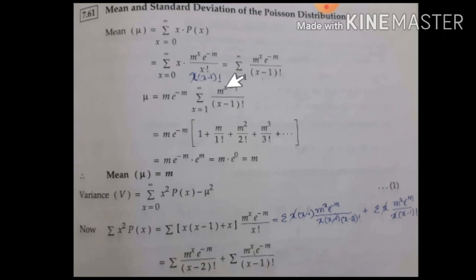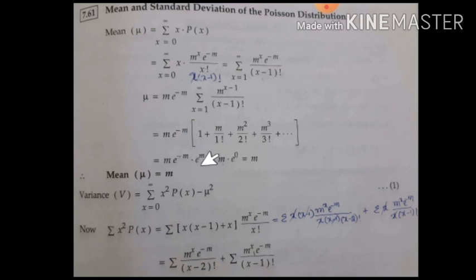Next x equal to 2. 2 minus 1 is 1. So m, 2 minus 1 is 1 factorial. Then x is equal to 3. 3 minus 1 is 2. So m square divided by 2 factorial plus etc. So again this is nothing but a Maclaurin series expansion of exponential function with variable m.